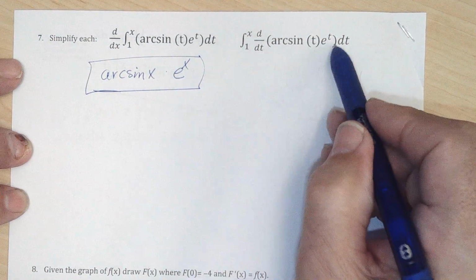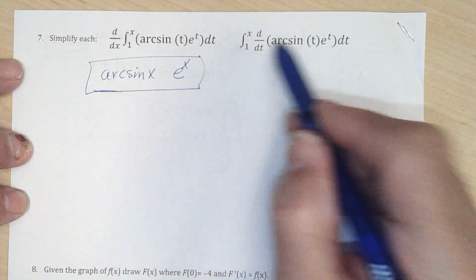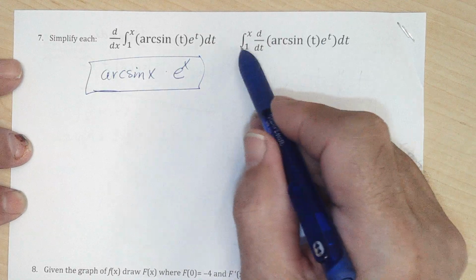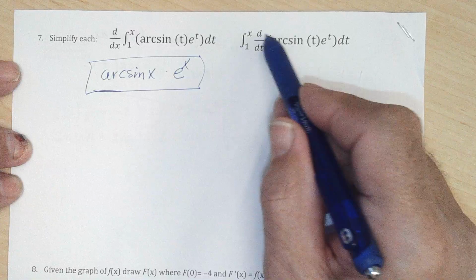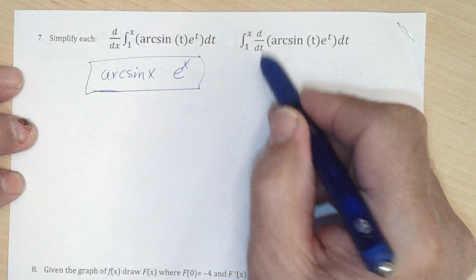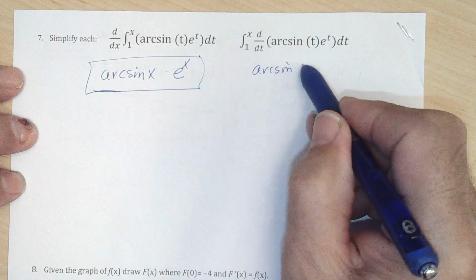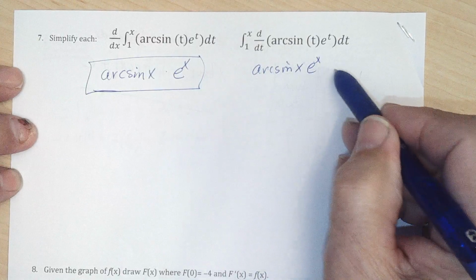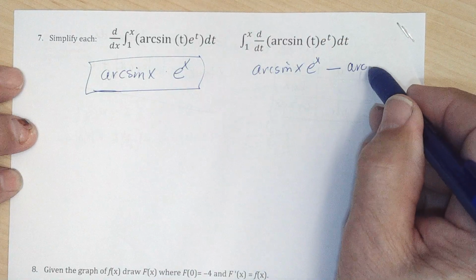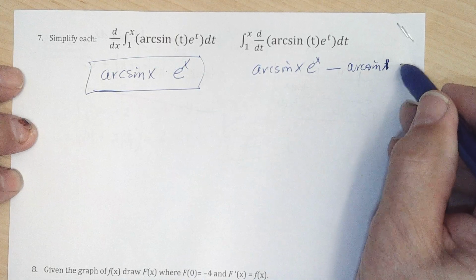Now, if we took the derivative, whatever that is, and then integrate it, we'd be back to this thing, and we've got to put in x and put in 1. And since we're doing the derivative first, we're going to get both pieces. We're going to get x in place of the t's, minus 1 in for the t's. Arc sine 1, e to the 1.